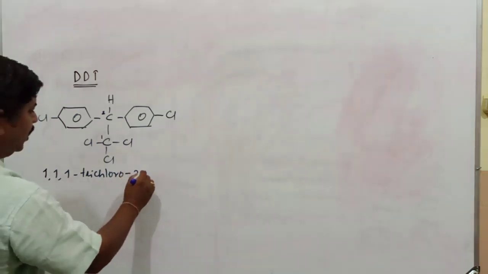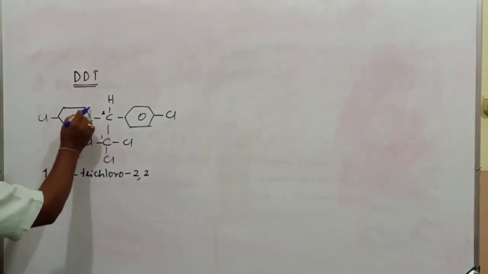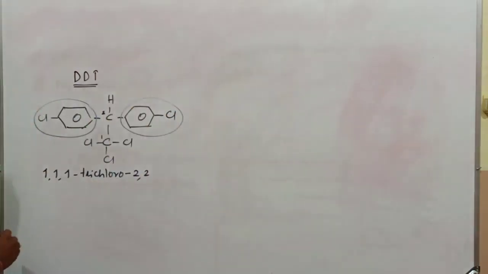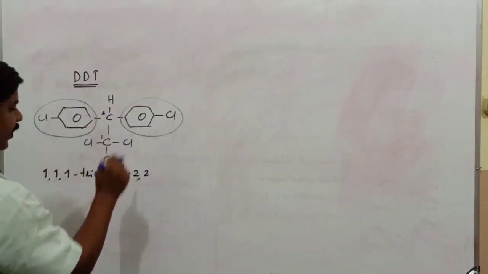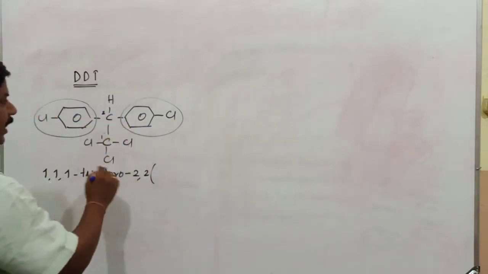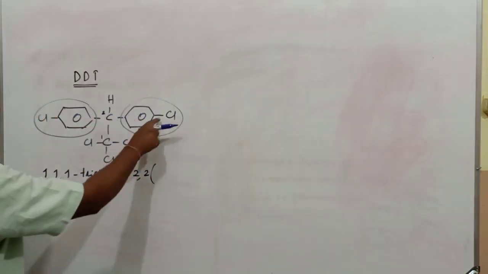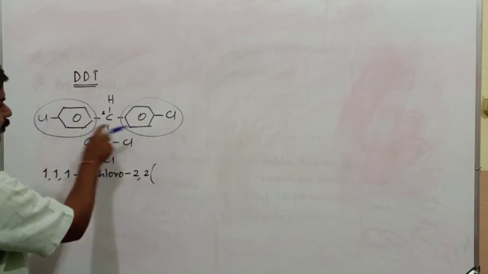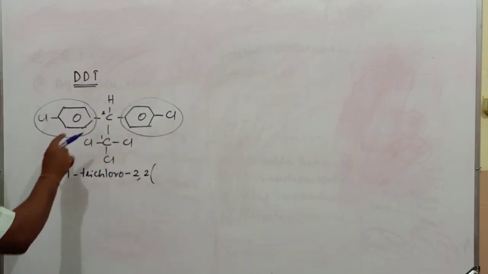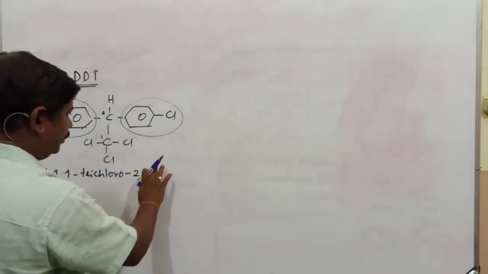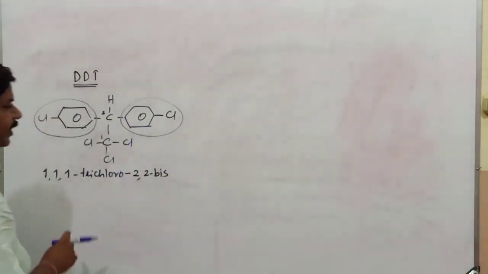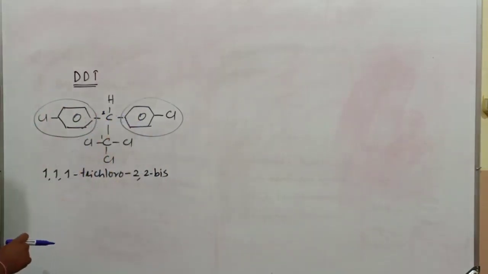Next, 2, 2. On the second carbon atom, there is one particular moiety, and another particular moiety. It is called chlorophenol. Here the chlorine atom is present on the fourth carbon atom, and here also it is present on the fourth carbon atom. So these two groups are very similar. Hence 2, 2 it is bis. Bis should be used when two similar groups are present in the molecule.